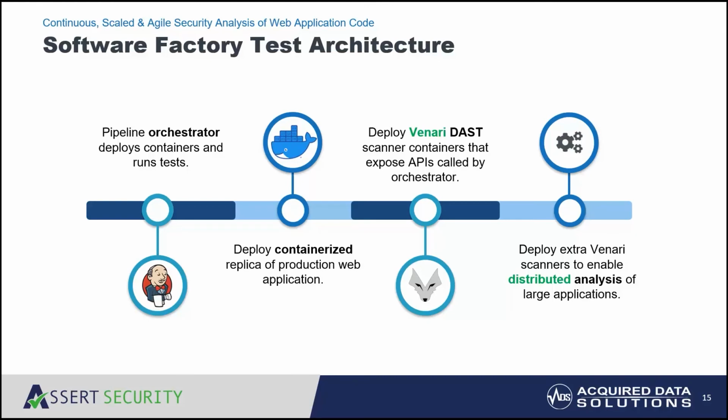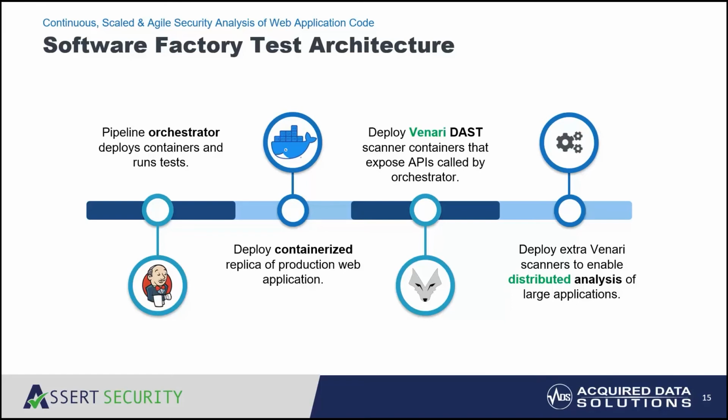So zooming back out one level, we could revisit the idea of the software factory model for testing architecture. And in the specific DAST context, it looks like this. This is just a quick review of the orchestrator being the focal point of controlling everything, every step in the pipeline. Jenkins here is just a popular example, but not a requirement. The Docker whale logo just indicates containers.